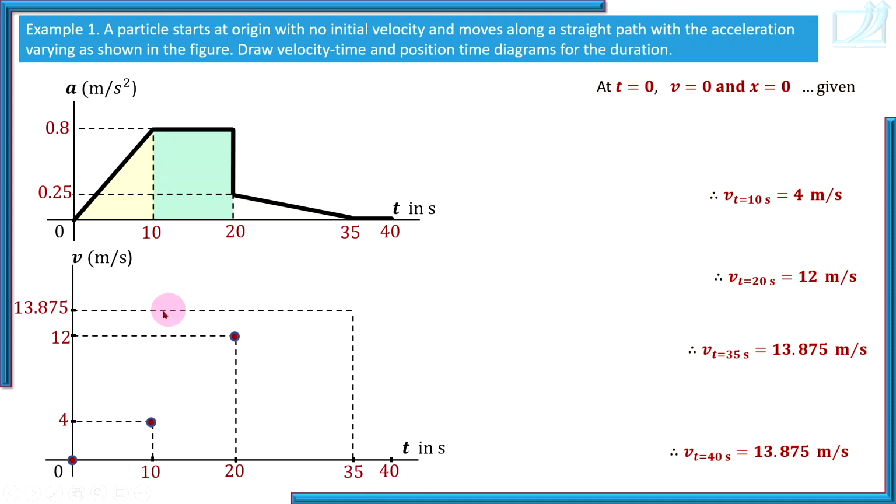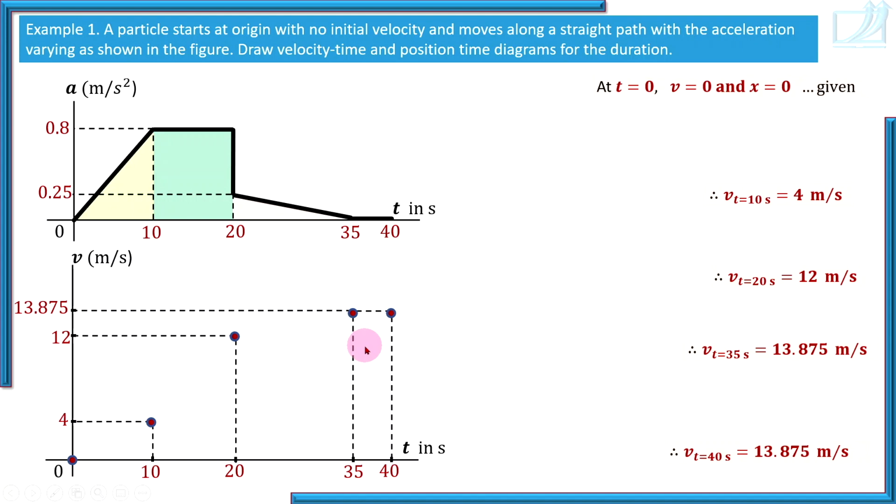Now at t equal to 35, velocity is 13.875. So this is one of the points on the curve. And at t equal to 40 also, velocity is 13.875. So this is one of the points on the curve. This is how we have plotted all these points. Now we should join these points. So how to join these points, try to understand.